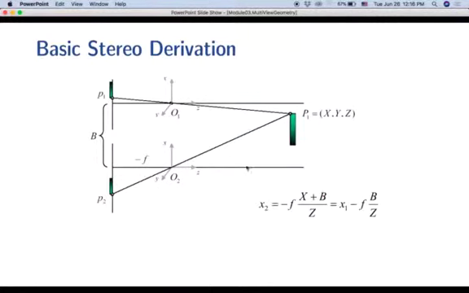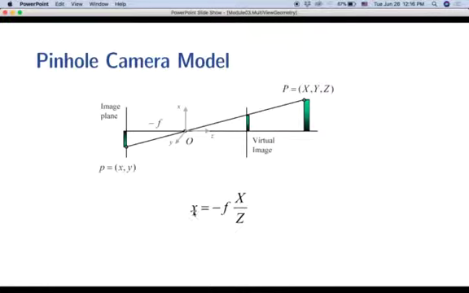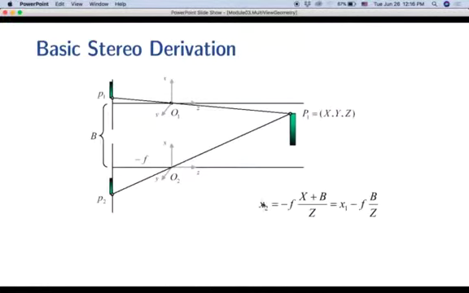My claim is I know the expression for x1. It was here. Let's call that x1. So that's minus fx over z. My claim is that x2 is nothing but minus f(x plus b) over z. Now what am I doing here? Of course, x2 is in the second camera, x2 is just minus fx over z for that camera. But I want to get an expression of x2 within the same coordinate system of x1.